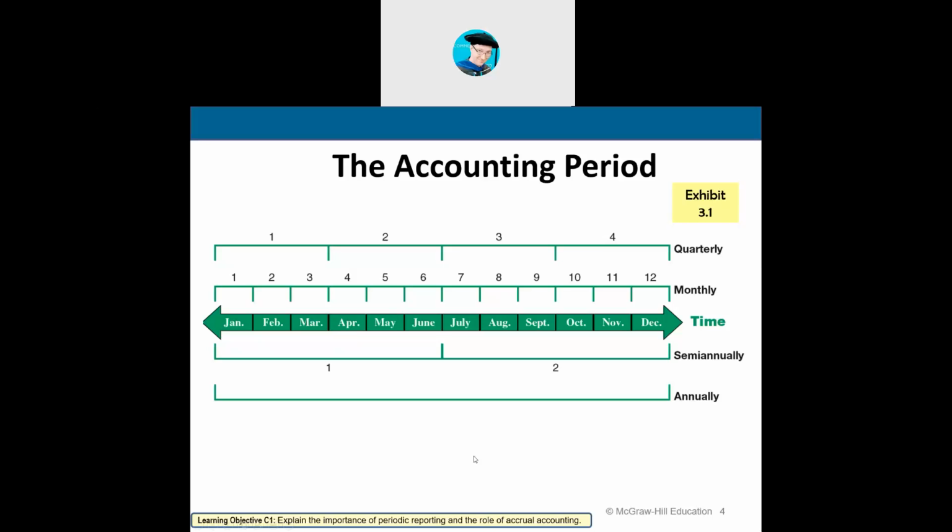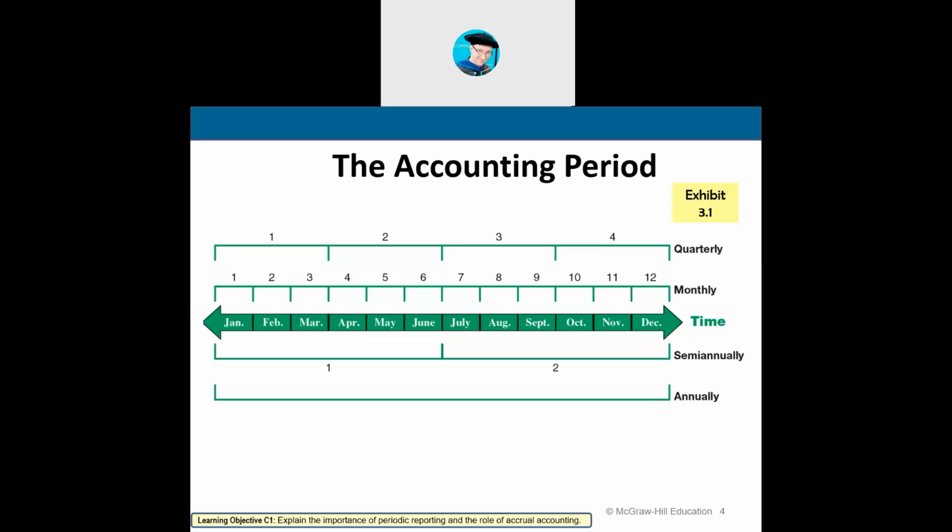An accounting period. We had discussed this a little bit before. We recognize an accounting period as a period of time. A period of time could be a year, a full 12 months. Semi-annual means half a year: the first half of the year and the second half, 6 months and 6 months. It could be a quarter. A quarter is every 3 months, so there are 4 quarters in a year. Or a month.